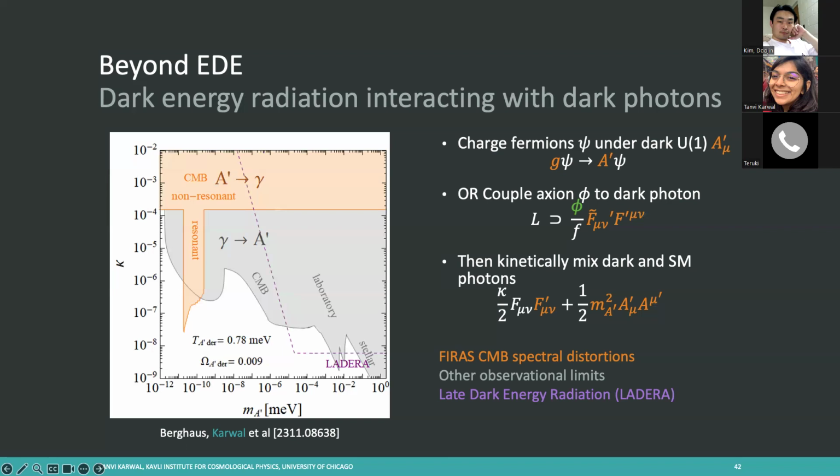But the A prime mass does not have any bearing on your solution. No, again, all of this was just for late-time dark energy. Yeah, it was just the mass scale, yes.